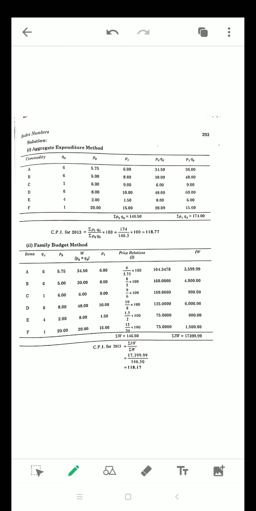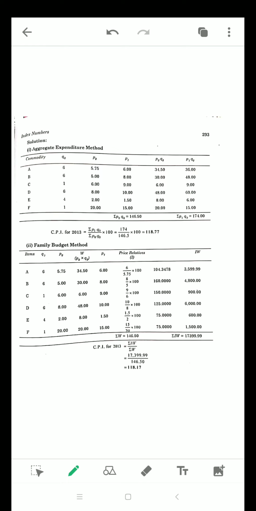And next we have W. We have to calculate W. How will we calculate W? That is called the weights. Weight is nothing but the price into quantity of the base year. Please note that weight is considered as price into quantity of the base year. So multiply P0 into Q0, we will get 34.50, 36, 48, 8, 20.